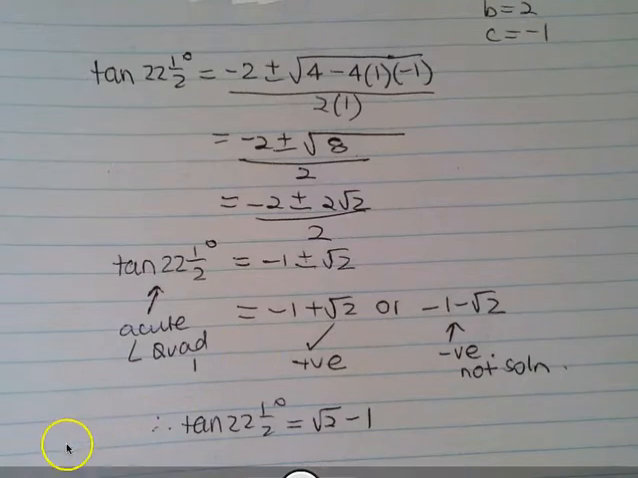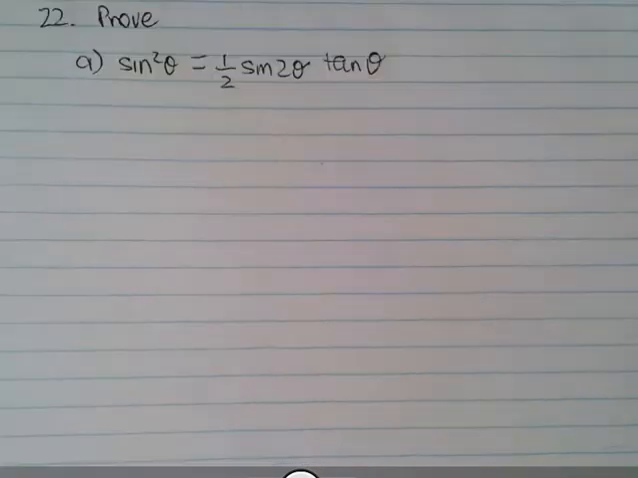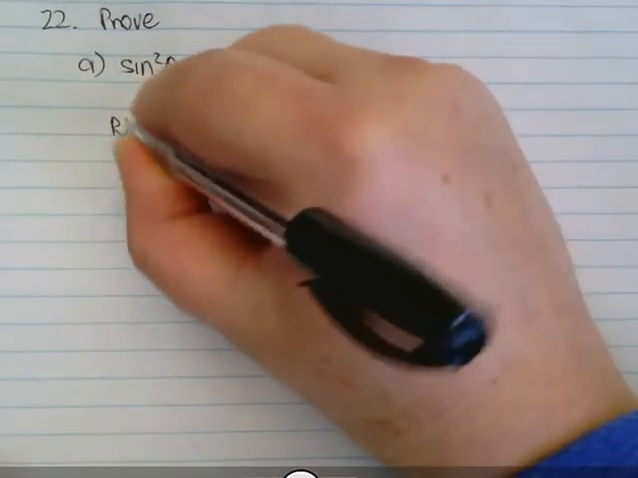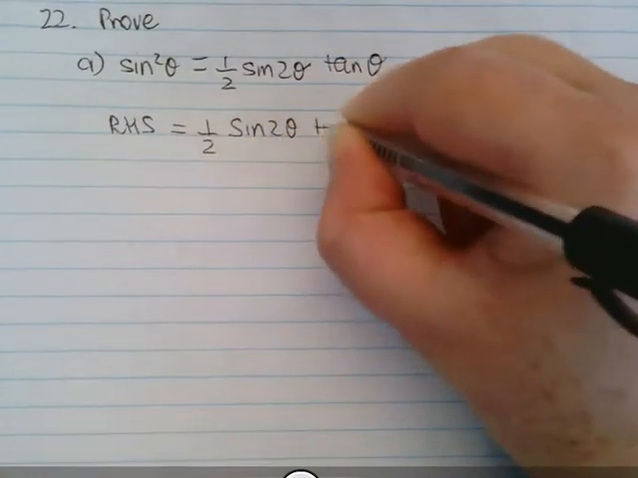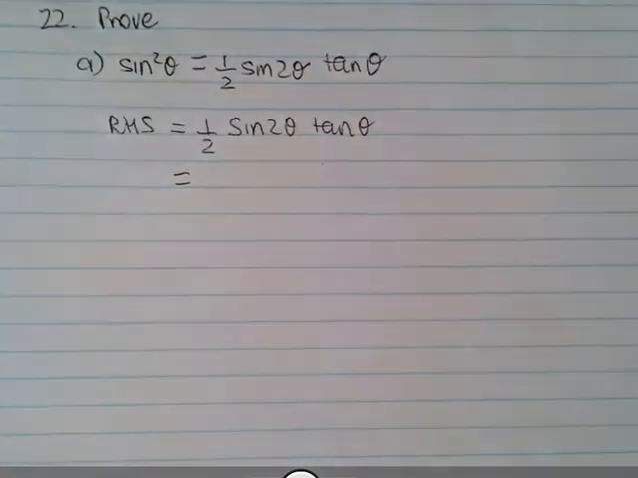Okay? Maybe. Right. Prove that sine squared theta equals half sine 2 theta tan theta. I wouldn't be starting from the left-hand side because really, what would you do? 1 minus cos squared, and then what would you do? So let's start with the right-hand side. Is 1/2 sine 2 theta times tan theta. Off you go. Try something.